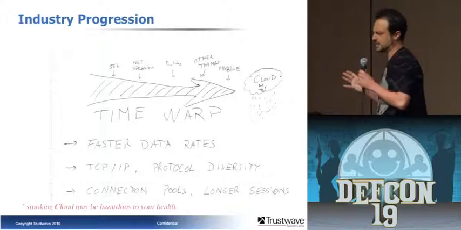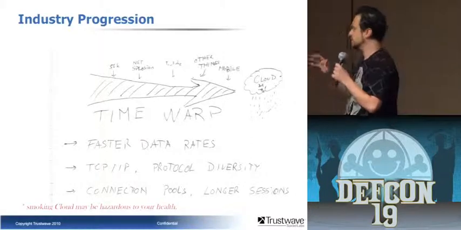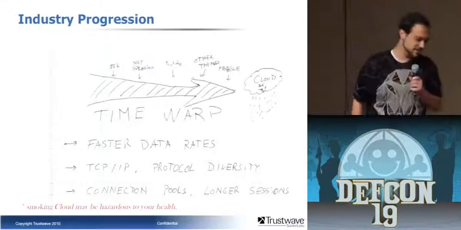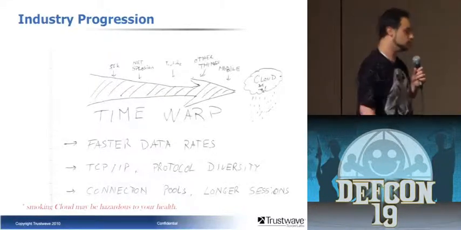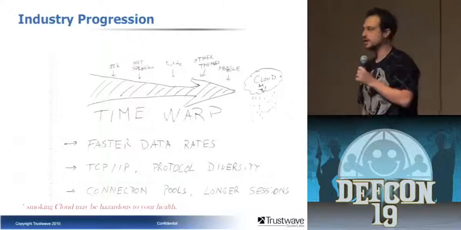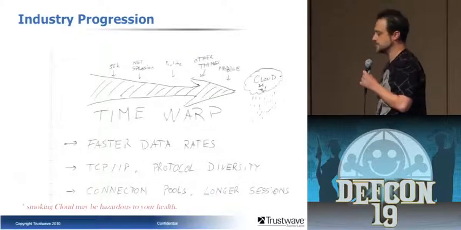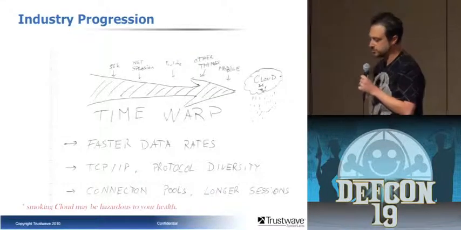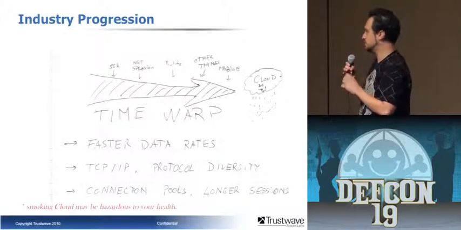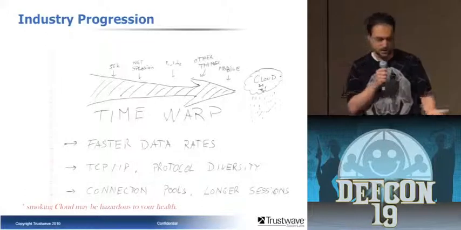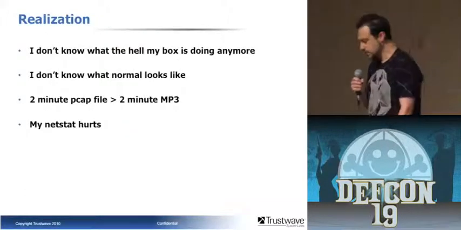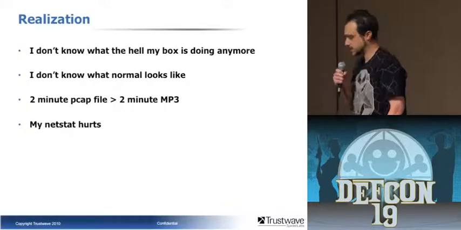The whole idea of this slide, I think what I was thinking was basically stuff's a lot faster. TCP/IP, protocol diversity. It's not as simple as RD and SD anymore, because you're talking about a lot of different protocols, a lot of different hosts, a lot of different stuff going on at the same time. It's a very, very chatty thing we've got going on. Somewhere along the line, we lost track of what our machines are doing. We've got this idea of the link light. We also have connection pools, longer sessions, and stuff like that. I don't know what the hell my machine's doing anymore, right?